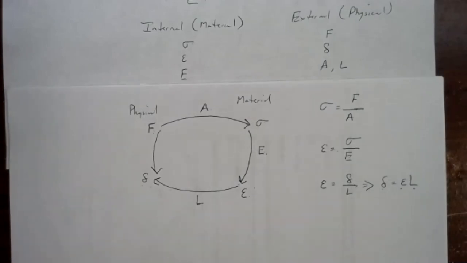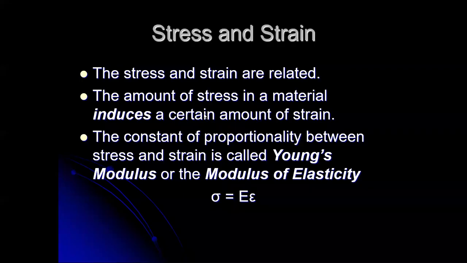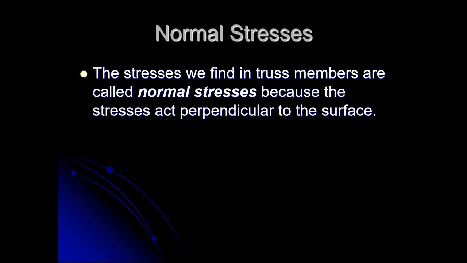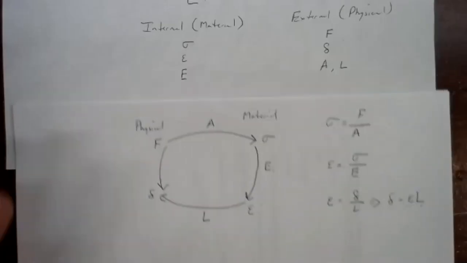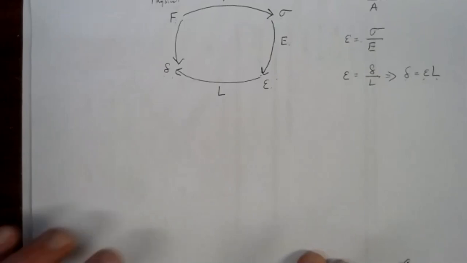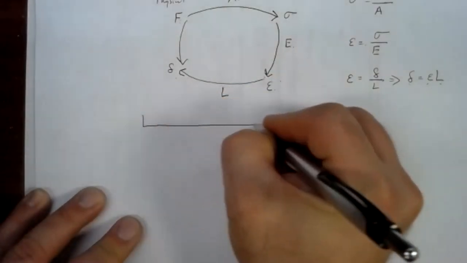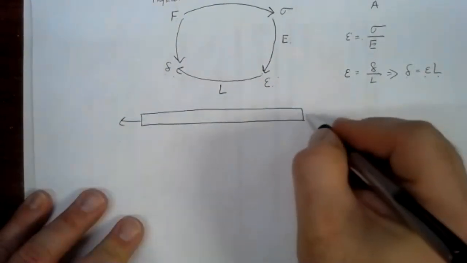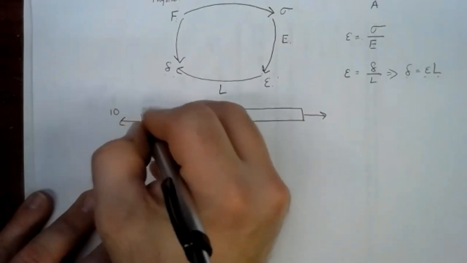All right, so let's try an example here. So that's stress and strain. Young's modulus, pretty big number. So it takes a lot of stress to get even a little bit of strain. Normal stresses, we already talked about that, perpendicular. So let's try an example. Using this picture here, let's take a beam and we'll put a load on it. Let's put 10 kips on it.